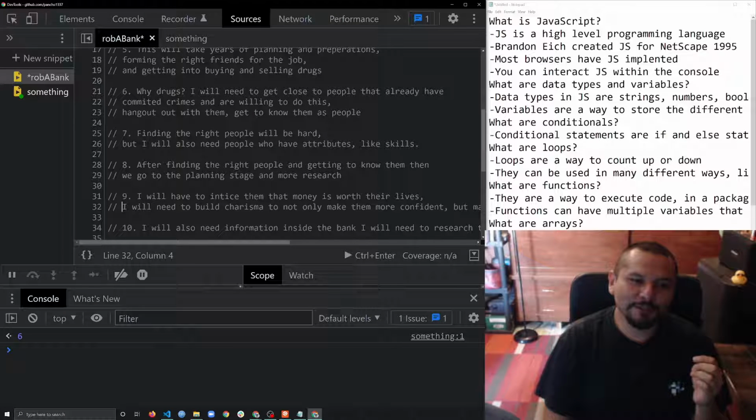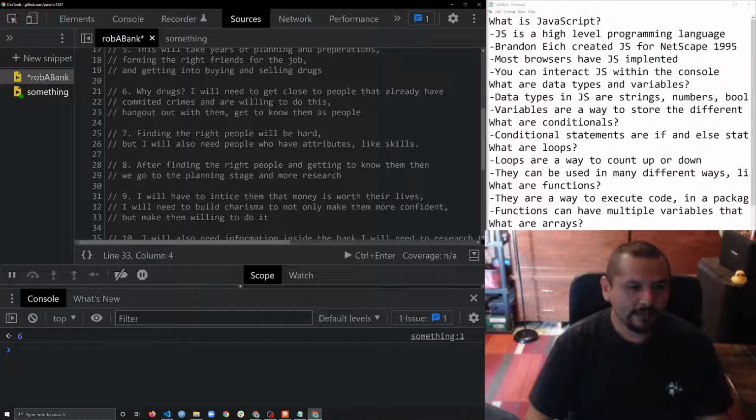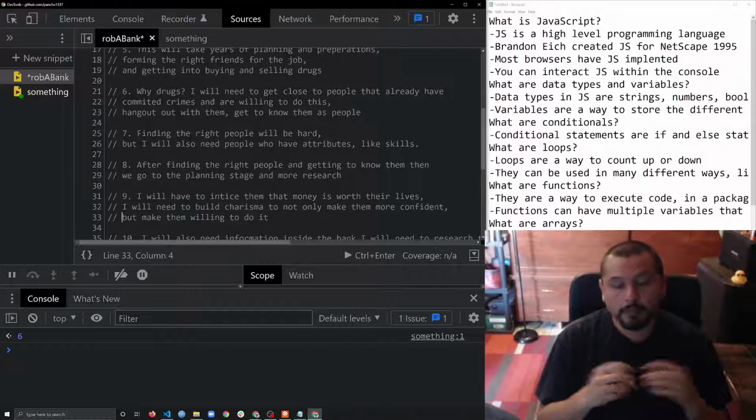I will need to build charisma to not only make them more confident, but make them willing to do it. Yep, to a certain extent, I see that not just in a bank robbery or in a gangster type of situation, but in most situations.